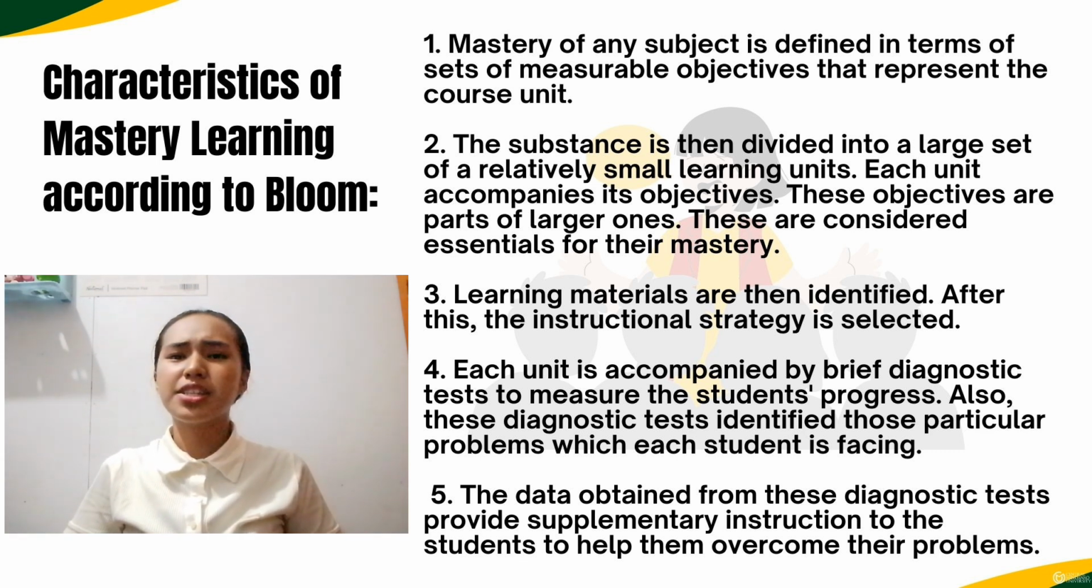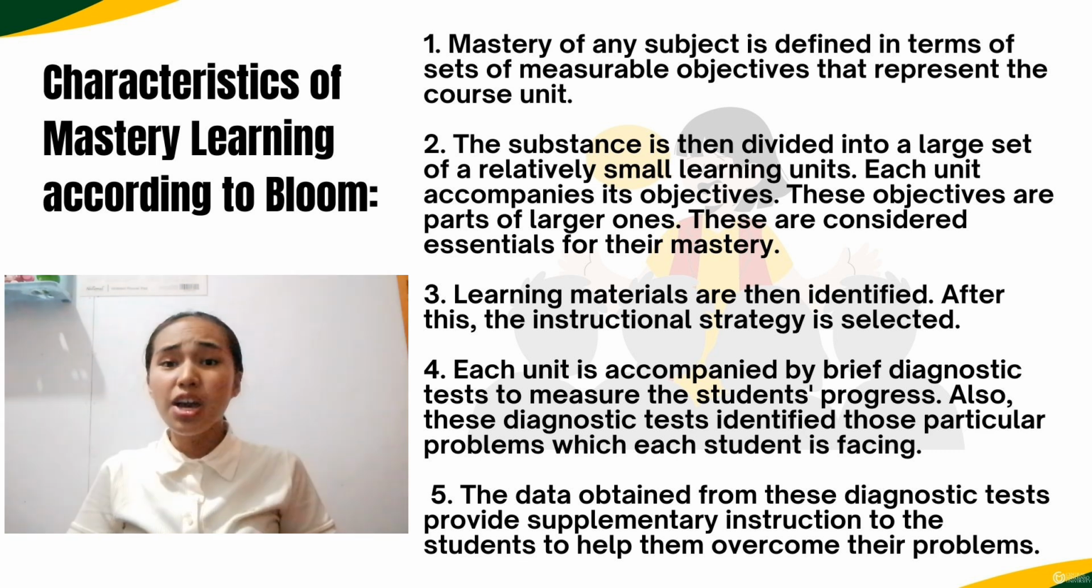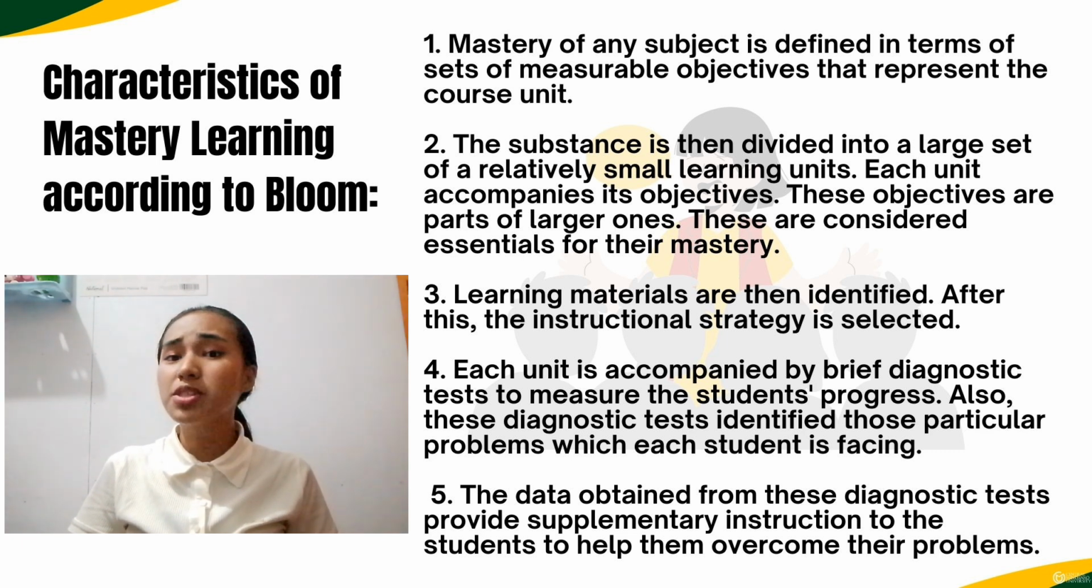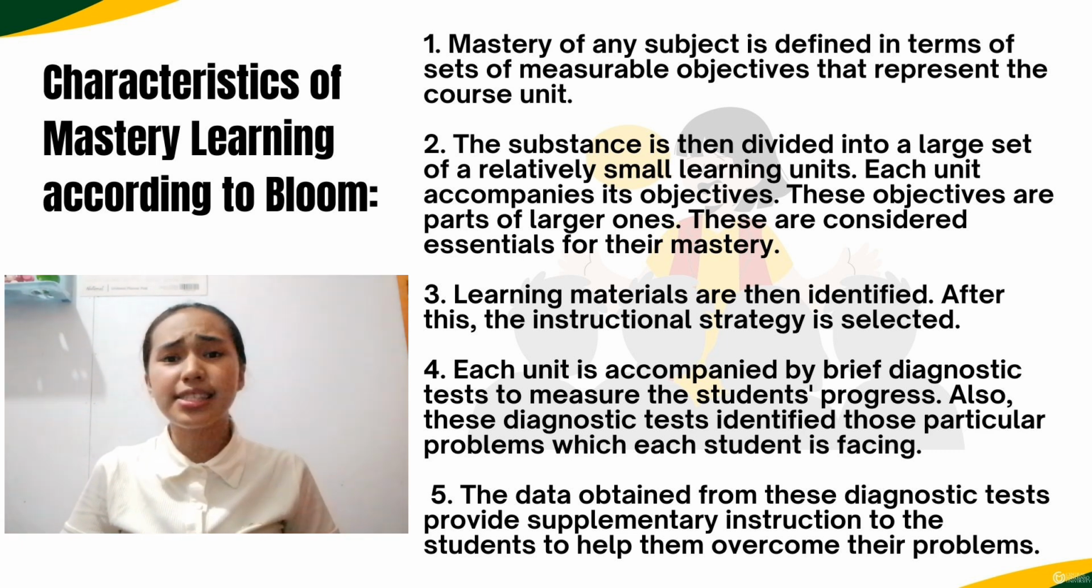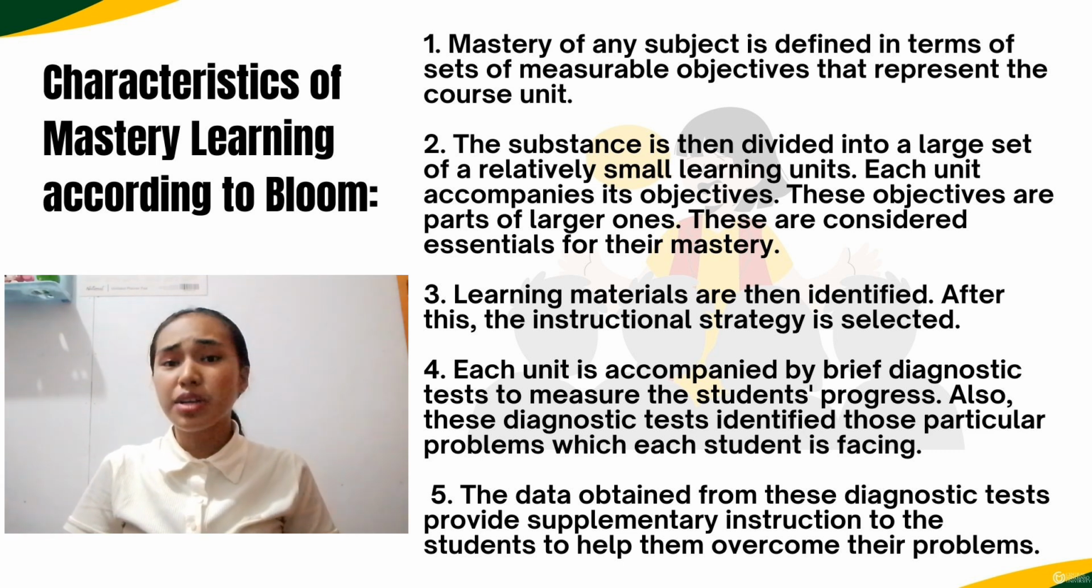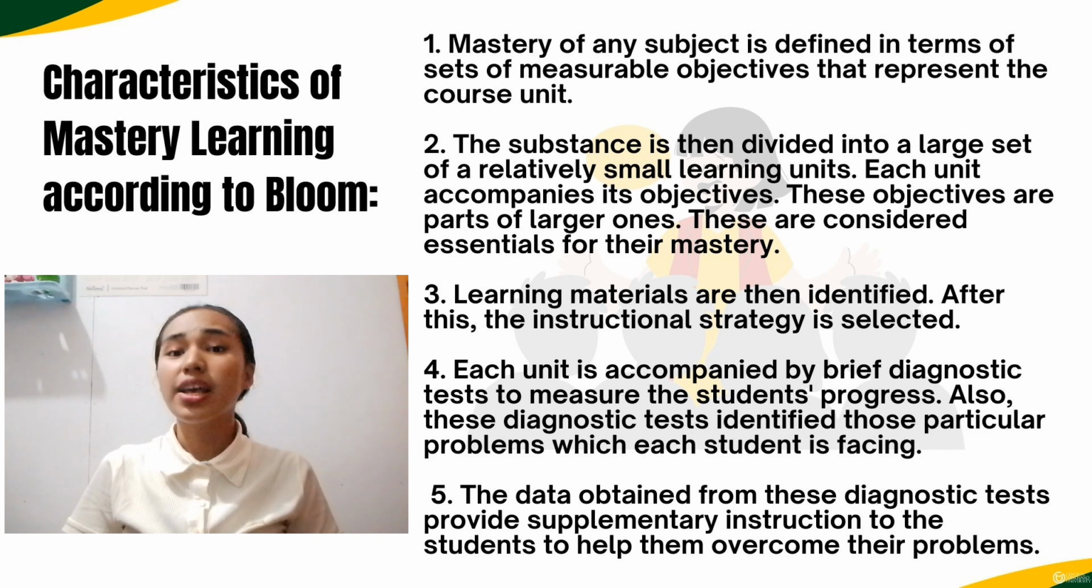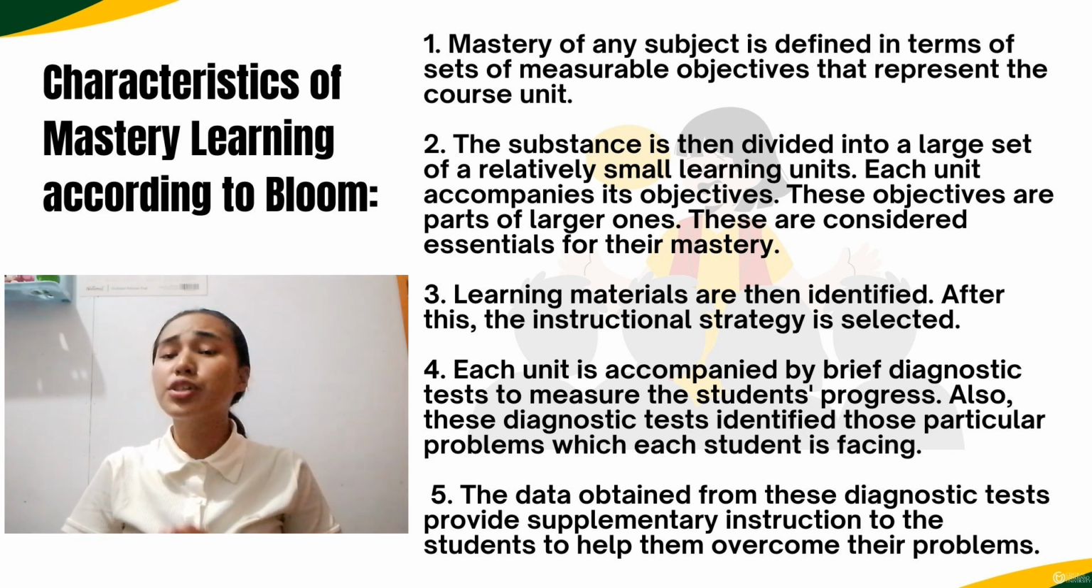First, mastery of any subject is defined in terms of sets of measurable objectives that represent the course unit. So, mastery learning defines success through specific, measurable objectives that align with course units. This ensures a clear expectation for students' performance.